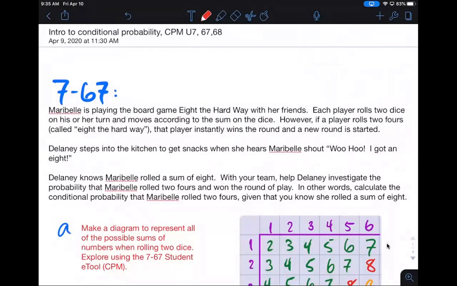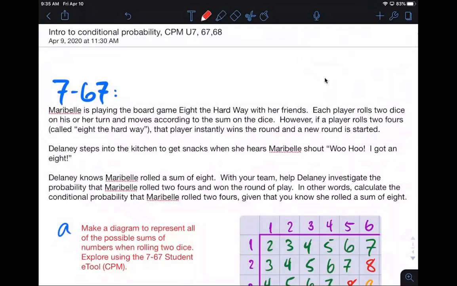So this is problem number 67. And I've pretty much copied the text here for this problem. It says Maribel is playing the board game called Eight the Hard Way with her friends. Each player rolls 2 dice on his turn and then moves according to the sum on the dice. However, if a player rolls 2 4s, which they call 8 the hard way, that player instantly wins the round and a new round is started.